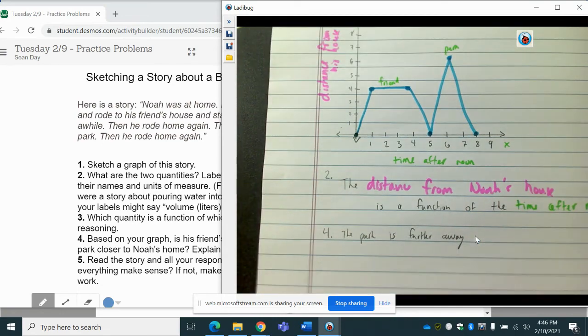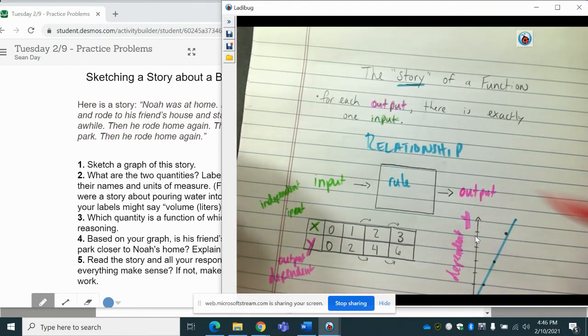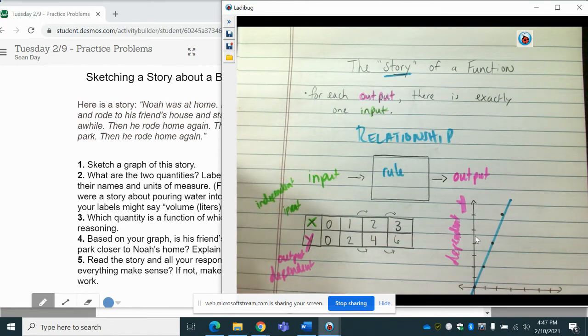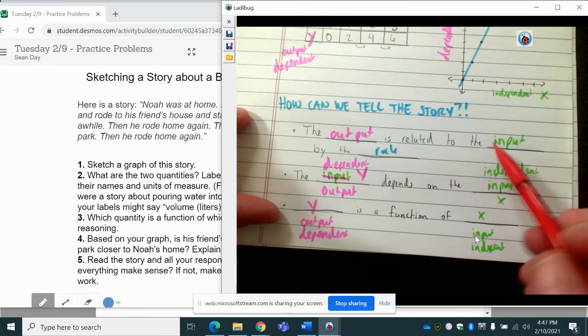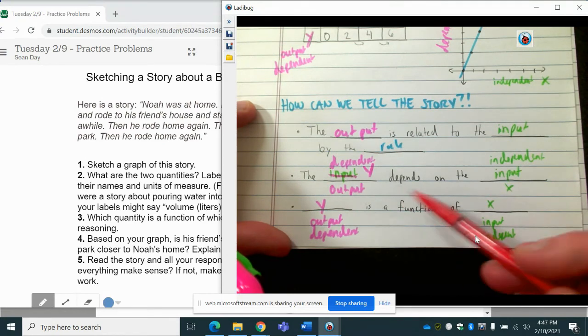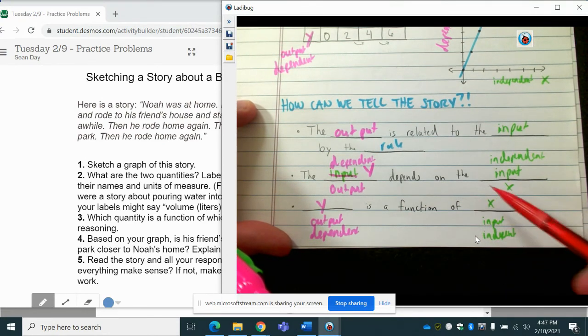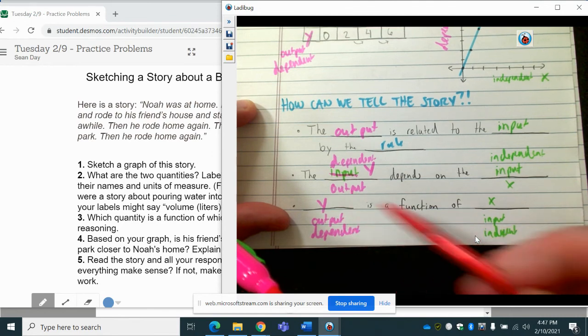So to recap, functions, outputs, and inputs are all about relationships. How do they relate to one another, and how can we describe that relationship through a story? Well, we could say that our output relates to our input by a rule. The output or the dependent variable depends on the input or the independent variable. And then our y value is a function of x.